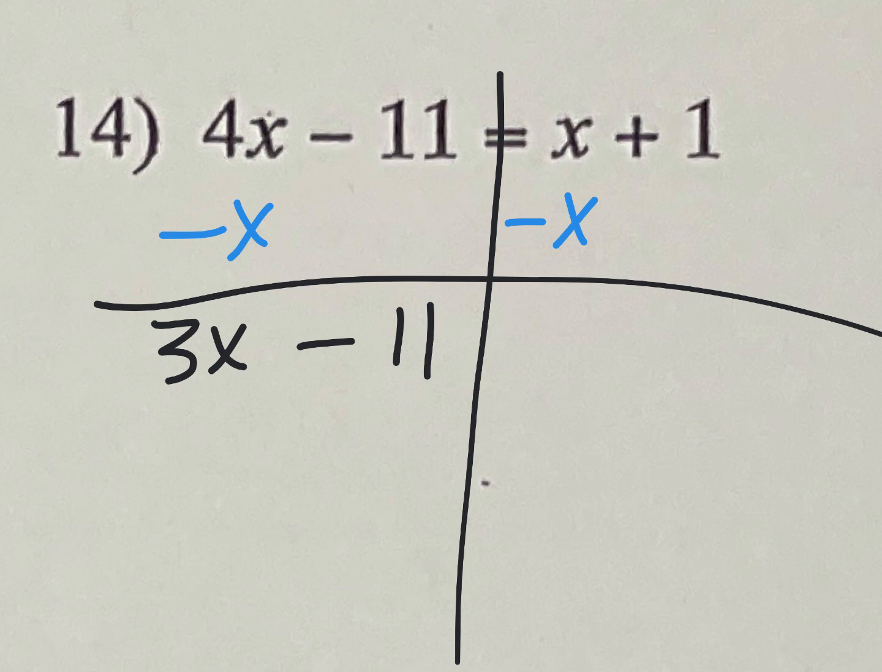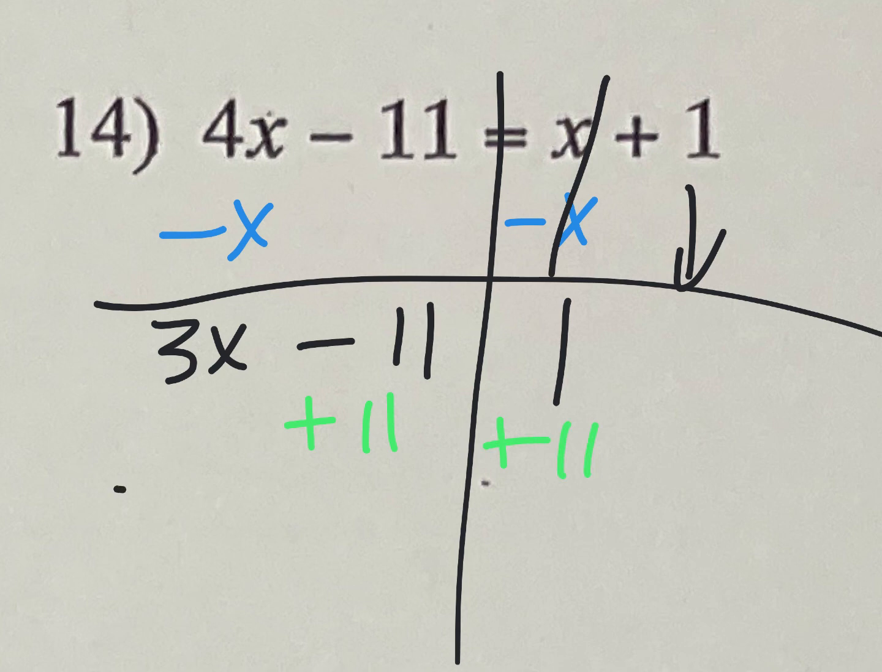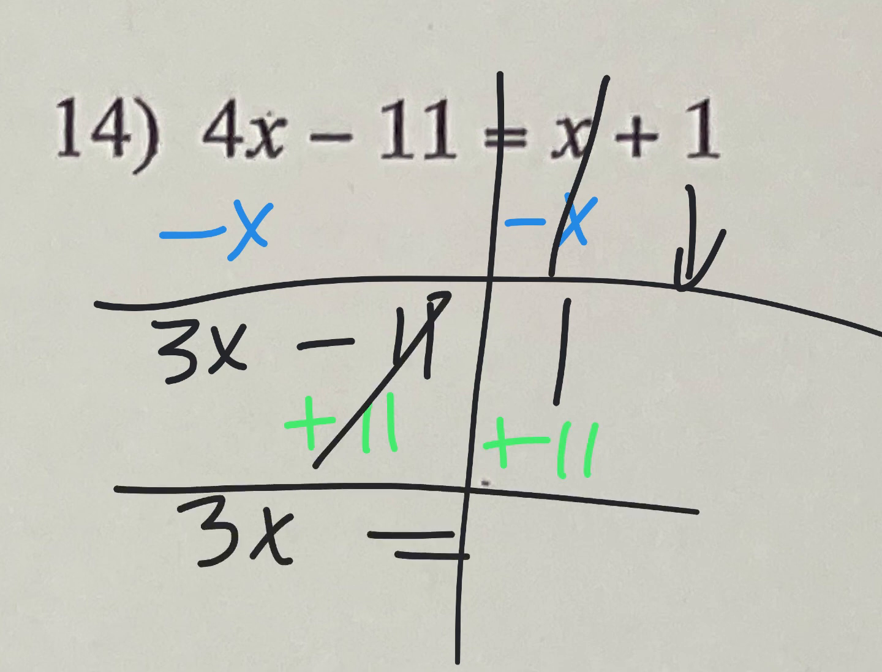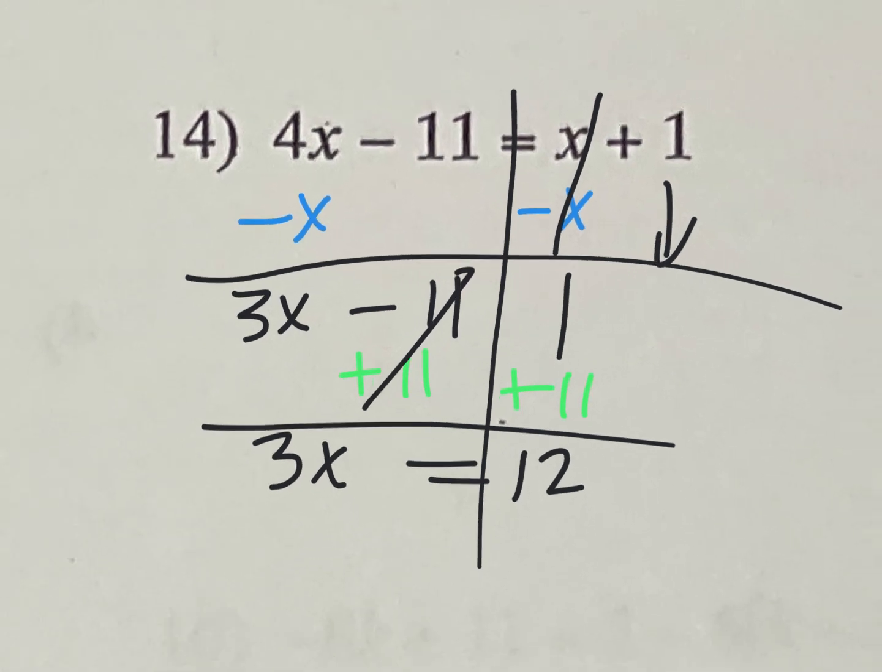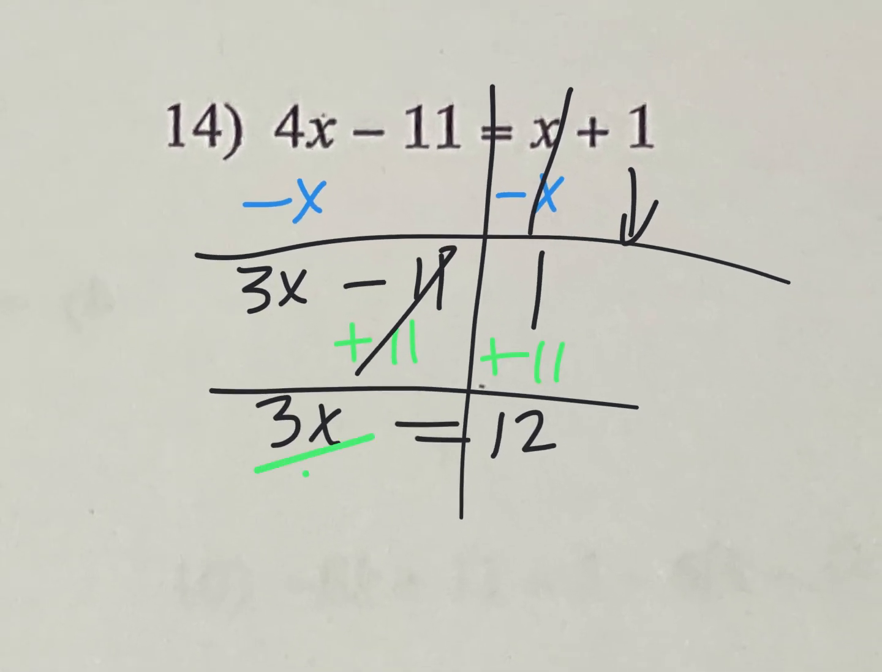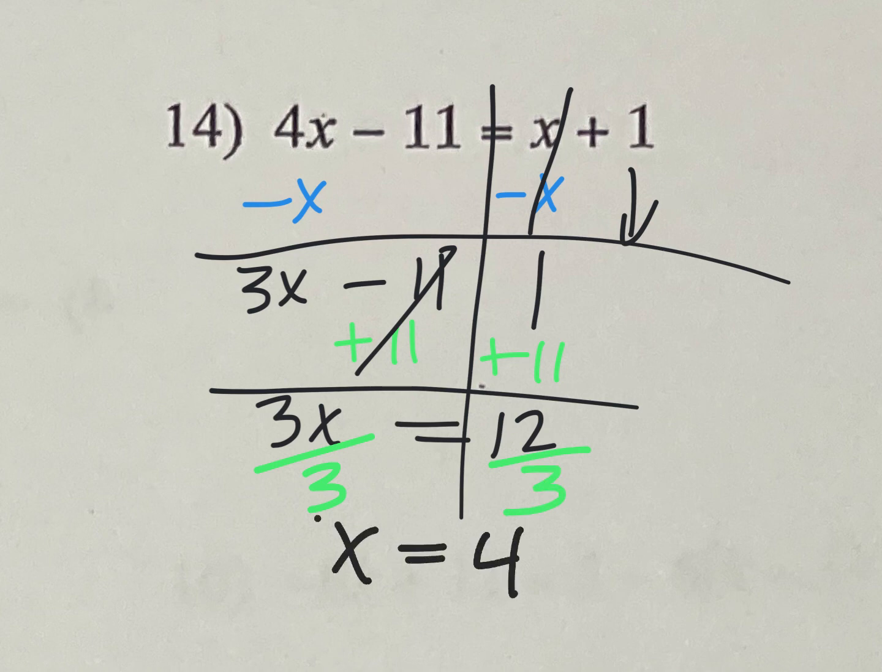The x's on the right-hand side canceled, so that just leaves me with a 1. Now we're down to something you can do in your sleep. Get rid of the minus 11 with a plus 11 on both sides. That cancels, leaves me with a 3x. 1 plus 11 is 12. Divide both sides by 3. X is equal to 4. So if you are a level 3 person, no homework. You did all of it.